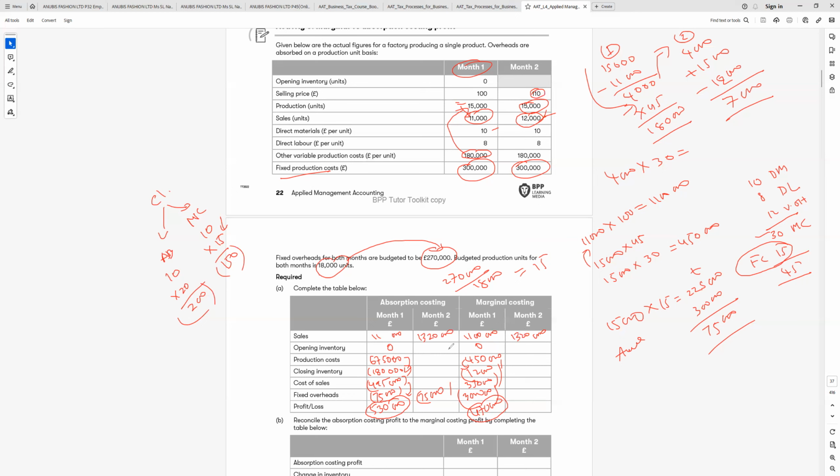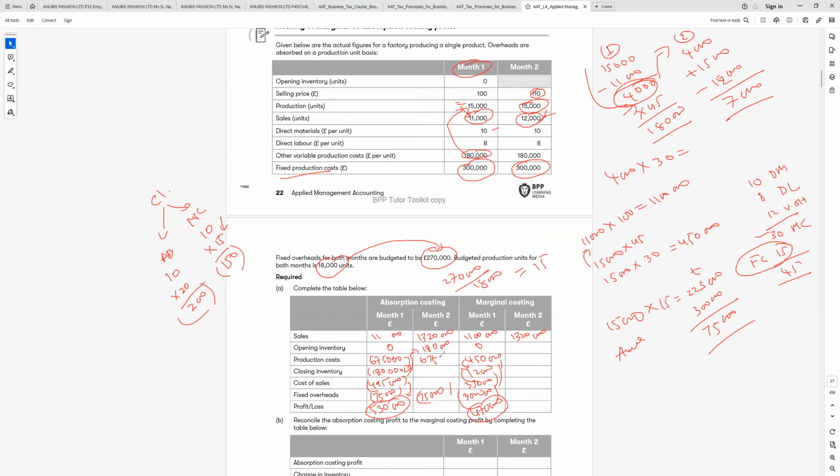This time we'll have opening inventory, because whatever was the closing, remember the closing was 4,000, is the opening for month number 2. So we need to calculate that. It will be opening inventory 180,000. This closing will move to the opening here, so 180. And then we have a production cost. Production cost is the same, 675.